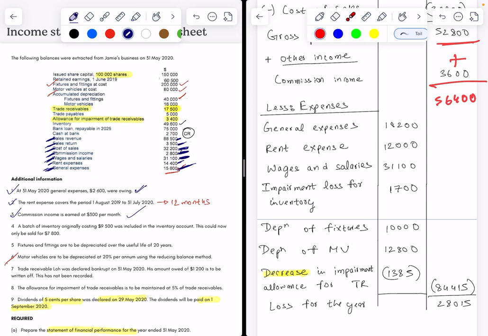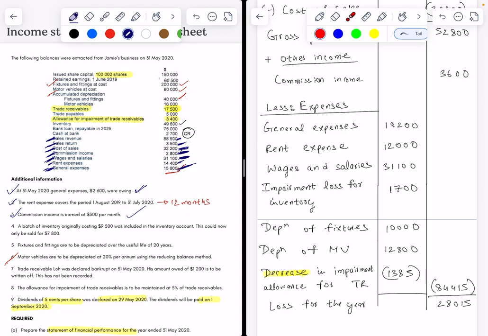Right? So 55,800, yeah. And then you subtract the total expenses of 84,415, which gives us a negative amount of 28,015. And because it's a negative amount, this is called a loss. So that's why loss for the year of 28,015. Okay? Yep. That's all for the income statement or the statement of financial performance.